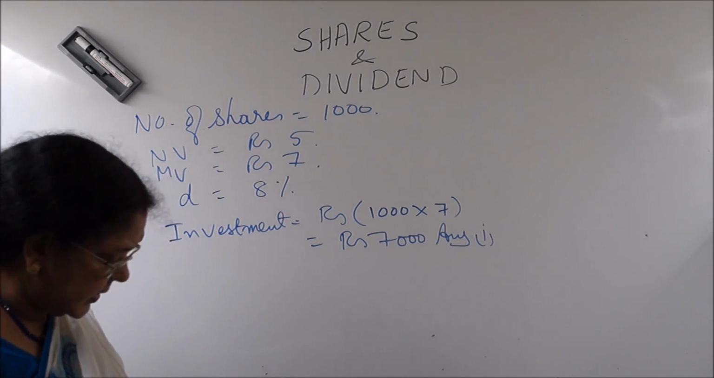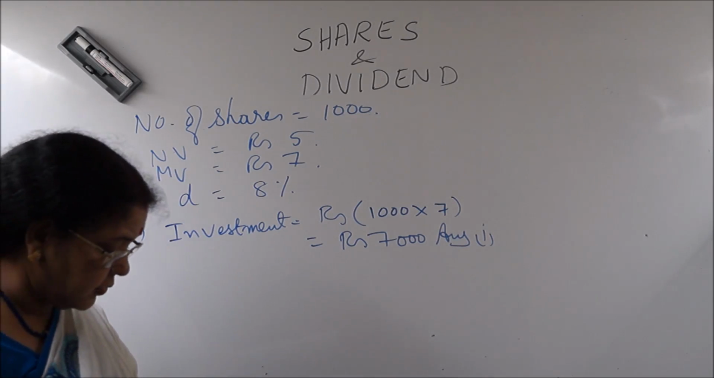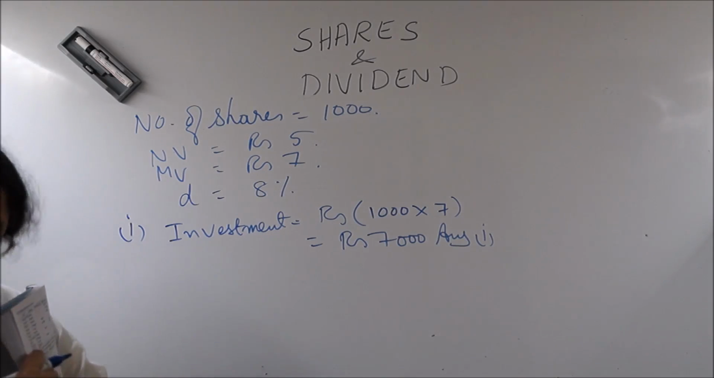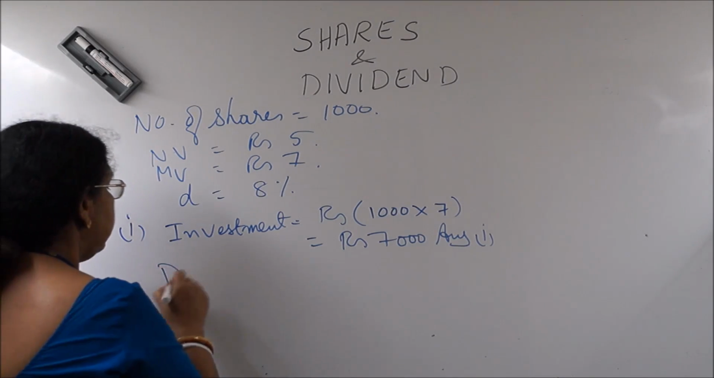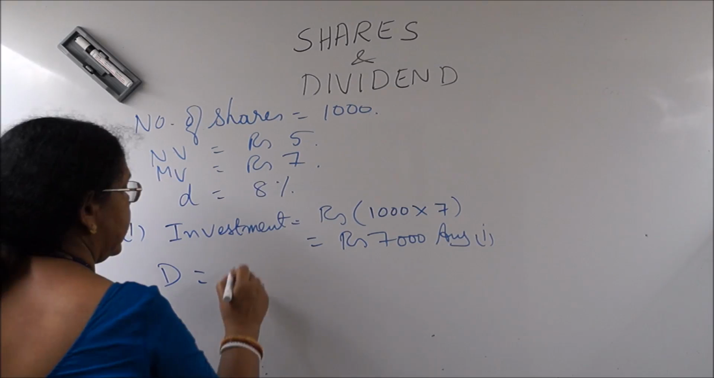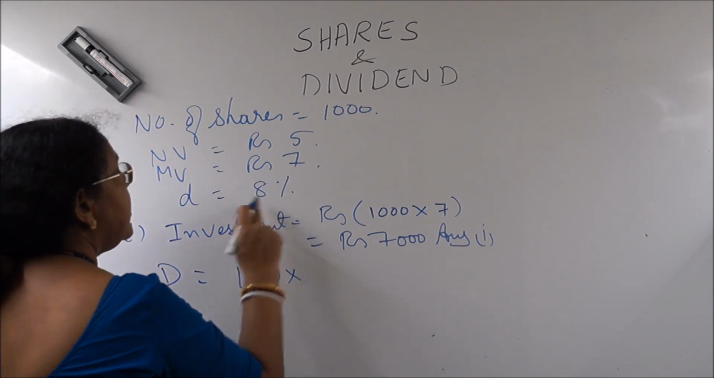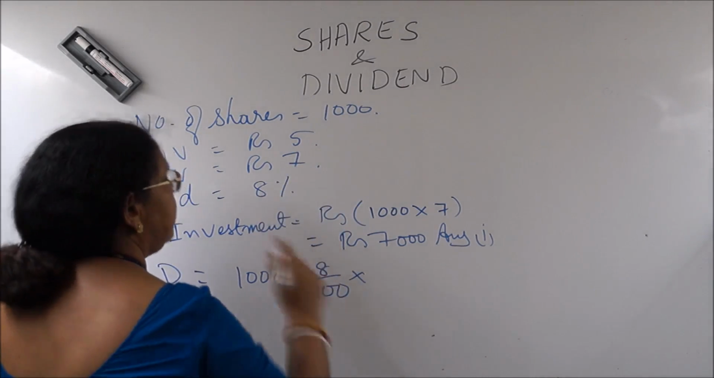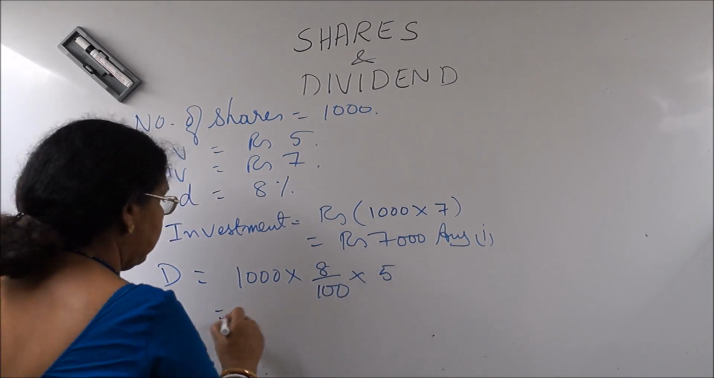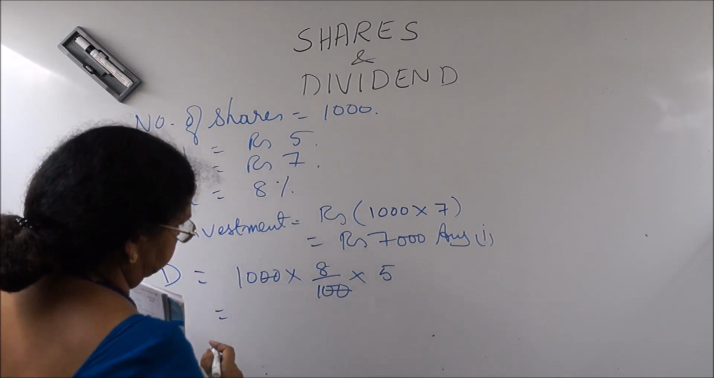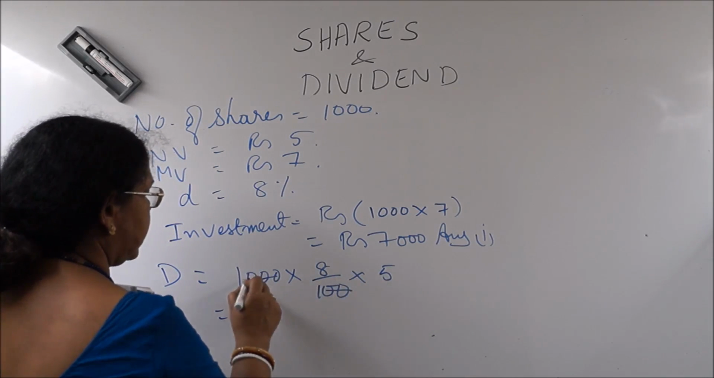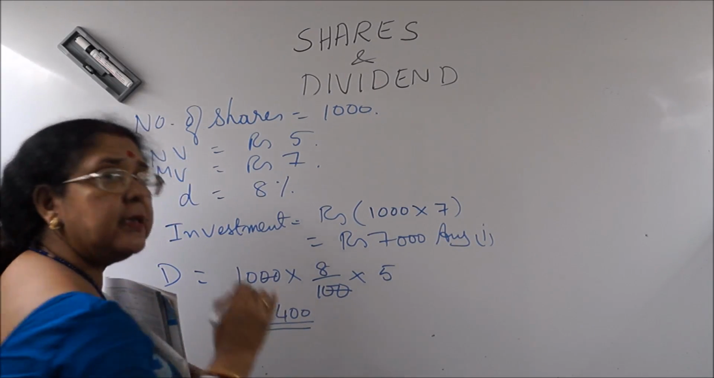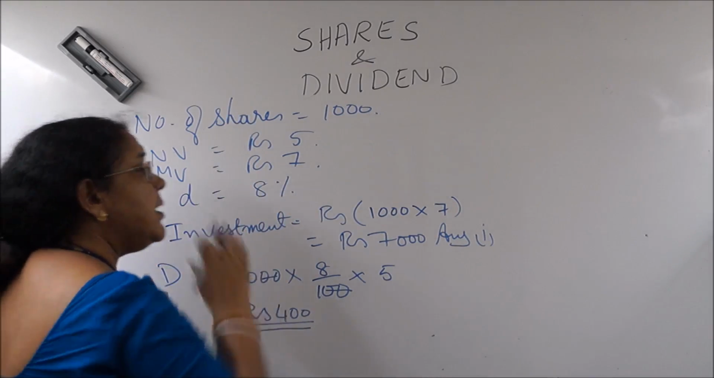Now in the second part it is asked the percentage return on his outlay, correct to 1 decimal place. First let us find out what is the dividend earned. Dividend earned will be the number of shares, that is 1000, into the rate of dividend, that is 8 upon 100, into nominal value, that is 5. So 5 8s are 40, and 40 into 10 is rupees 400. This is the dividend that the person earns at the end of the year from the company.